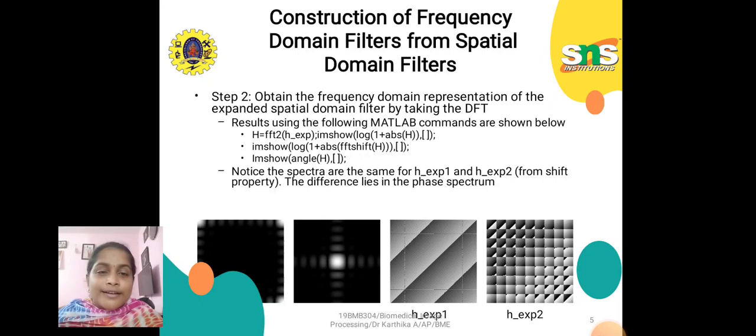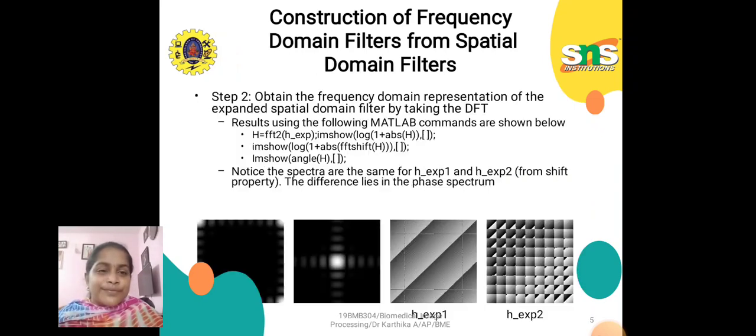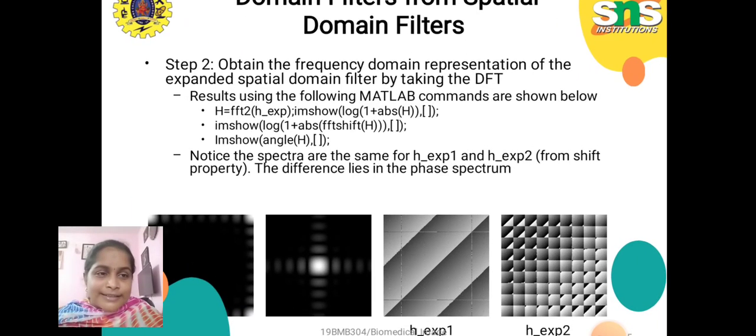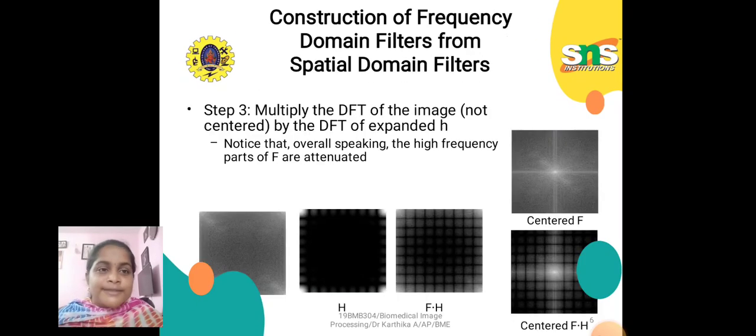See here, what is H_exp1? What is H_exp2? Option 1, where the filter is located at the center of the expanded filter, is H expression 1. In option 2, we have H expression 2, where the filter is located at the top left corner. We have two options. See here how 1 and 2 are expressed in terms of MATLAB commands.